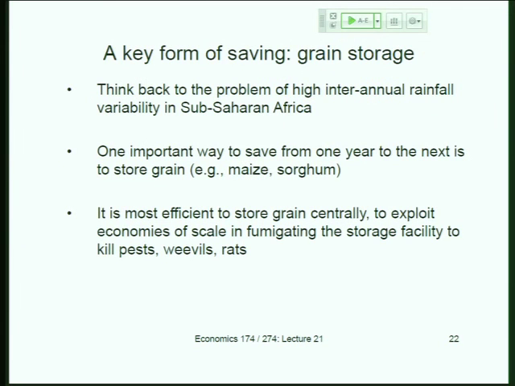And one thing, when I was working in Tanzania about 10 years ago with an NGO that was interested in these issues, one thing that became clear very quickly is that if you are going to store grain from year to year, there are some big advantages to centralizing storage. Instead of everybody storing on their own farm, there could be an advantage to storing centrally. Why is that? If you store centrally, you can much more easily treat the grain. There are things you can do.